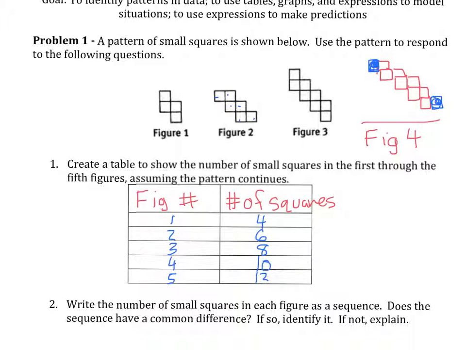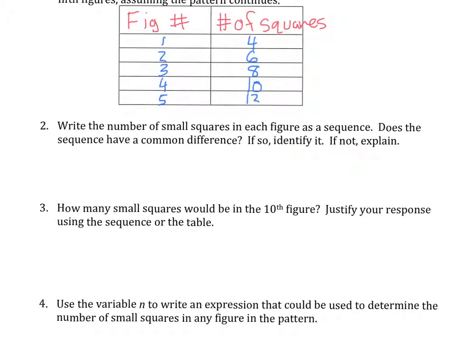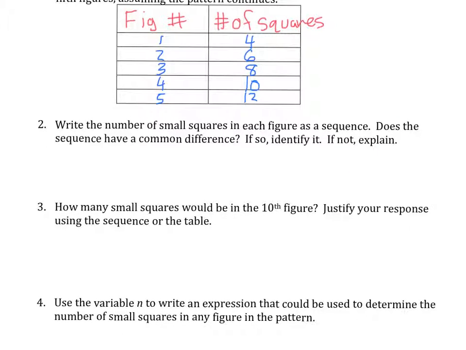Okay, following the pattern. All right, so then number 2 wants us to take the number of squares and write a sequence. All I'm doing is taking 4, 6, 8, 10, and 12 and writing it as a sequence. You can figure it out from the table of data, though. Does the sequence have a common difference? So really quick, take 30 seconds with your table and talk about what a common difference means. I'm not talking about what the common difference of this is, but what a common difference means. Go ahead. How do you identify a common difference?